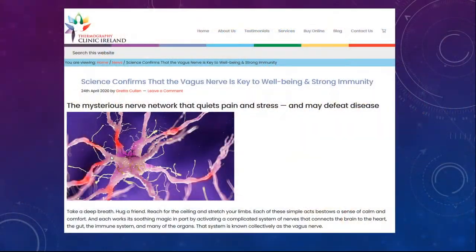For instance, I've got a couple of little articles here, like here we have thermography clinic from Ireland, the mysterious nerve network that quiets pain and stress and may defeat disease. Science confirms that the vagus nerve is key to well-being and strong immunity. Well, of course, strong immunity is what we need right now with the coronavirus. Anything we can do to boost the immune system.